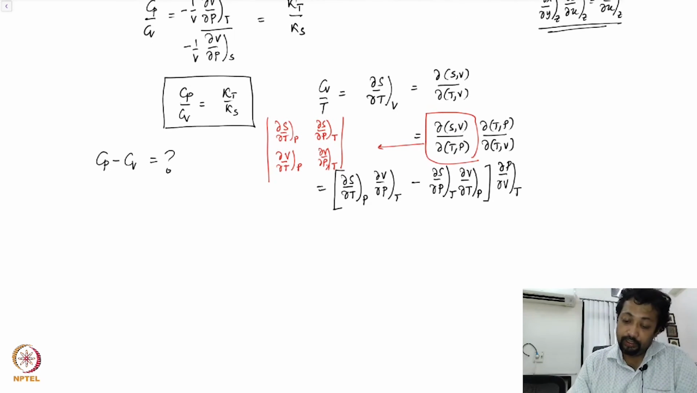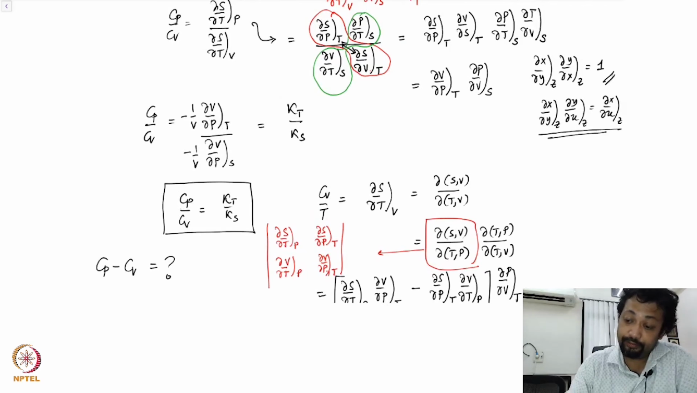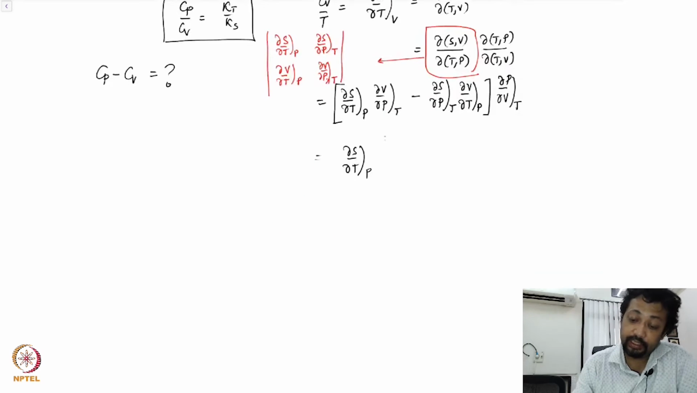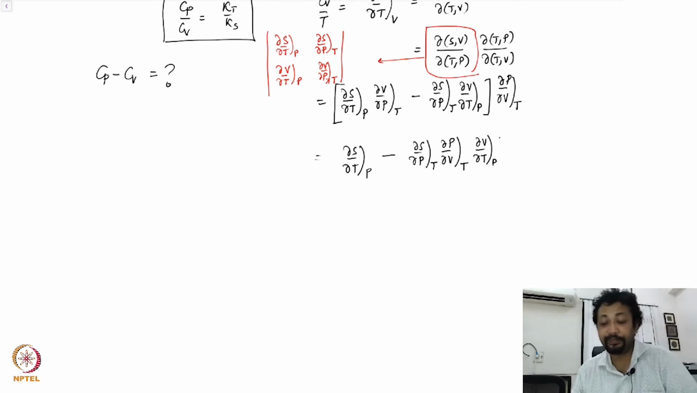So life is very, very simple now. What I have on the left-hand side is del S del T at constant pressure. If I open the bracket, this multiplies with this, and if you use this relation over here, then essentially I have del S del T at constant pressure minus del S del P at constant temperature times del P del V at constant temperature times del V del T at constant pressure, right?